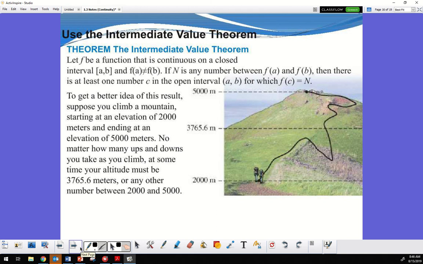Okay, I got a joke for you guys. Intermediate value theorem is a joke. Okay. Nice. I got a joke that goes along with this. So my joke for this is, why did the chicken cross the road? Why?